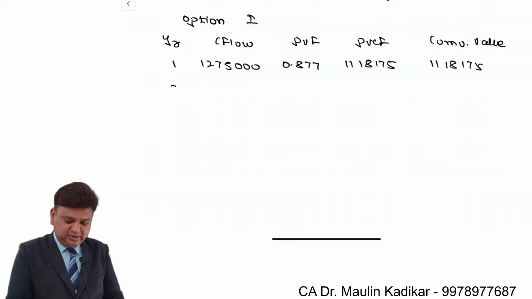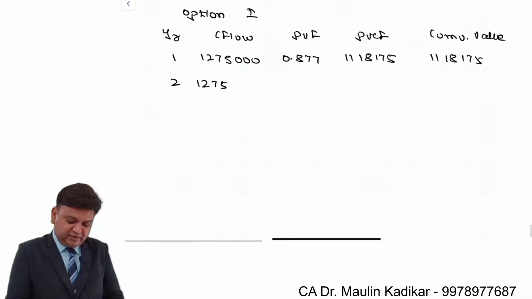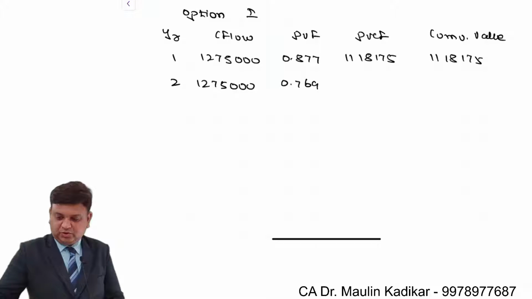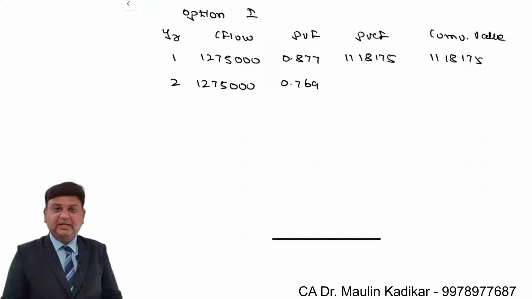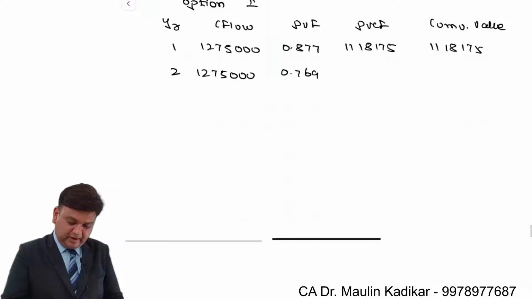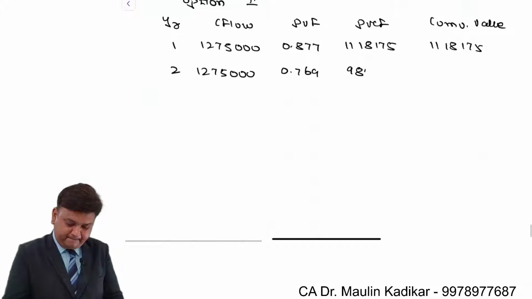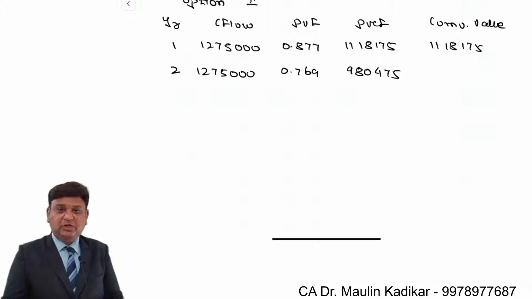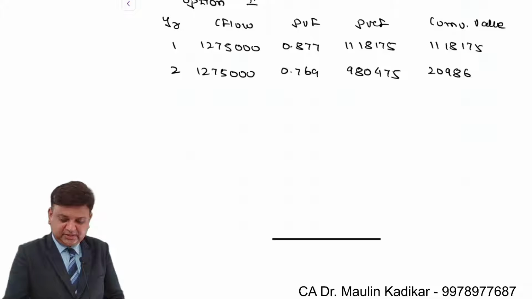11,18,175. Second year the cash flow is same, 12,75,000. Discounting factor is 0.769. So 12,75,000 into 0.769 is 9,80,475. So the cumulative value is 20,98,650.